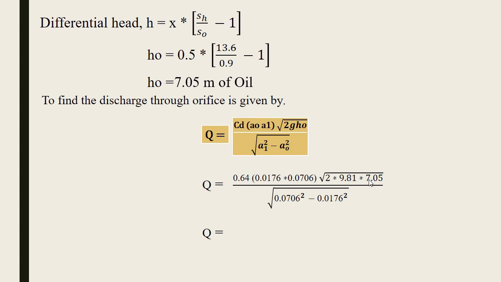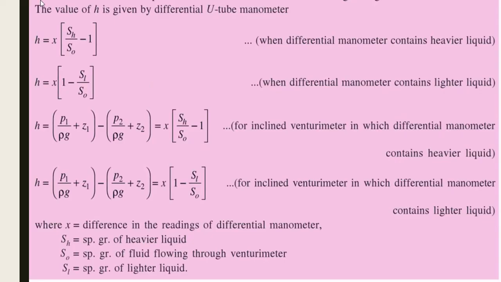Here the oil head is 7.05 into root of 0.0706 square minus 0.176 square. If you substitute, the discharge is going to be 0.137 meter cube per second. Right? This is the formula. I have taken this from the RK Bansal textbook. Most of the problems that I have solved here are taken from RK Bansal, Lakshmi publication.